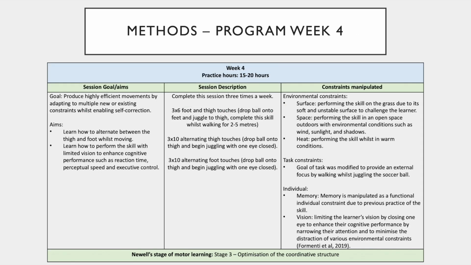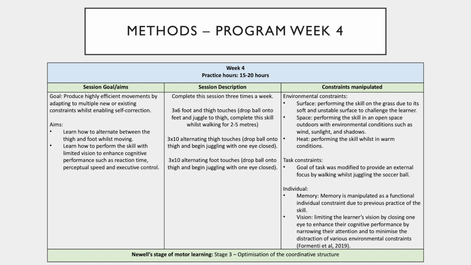The goal of week 4 was to produce highly efficient movements by adapting to multiple constraints whilst enabling self-correction. The session aims included learning how to alternate between the foot and the thigh whilst moving, as well as learning how to perform the skill with limited vision. This reflects stage 3, which is the optimization of coordinative structures, where the learner effectively adapts to the environment and continues to deliver fluid movement patterns.